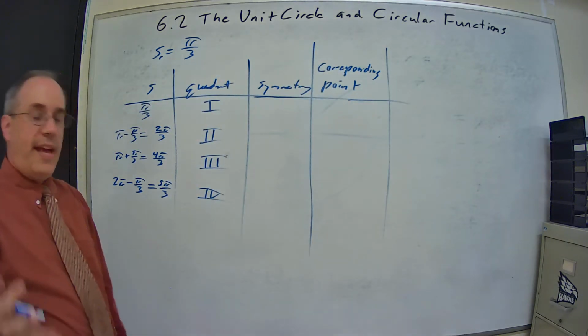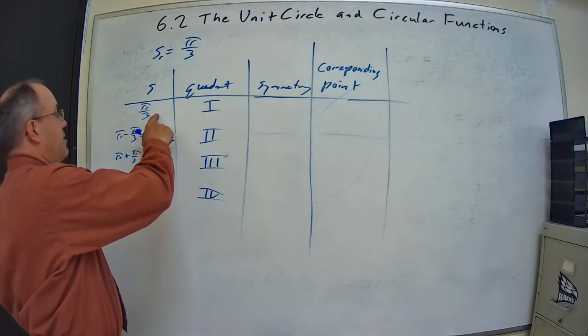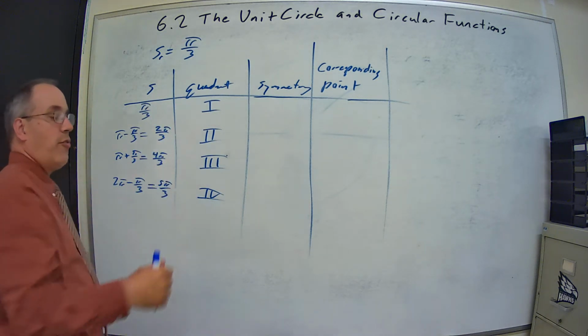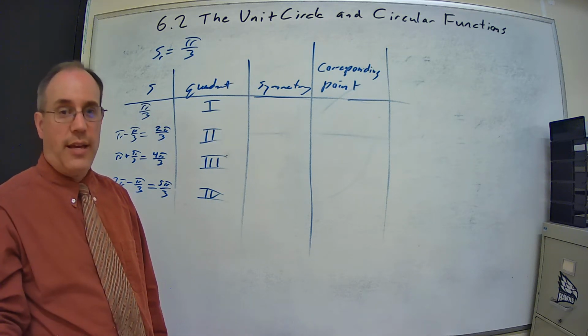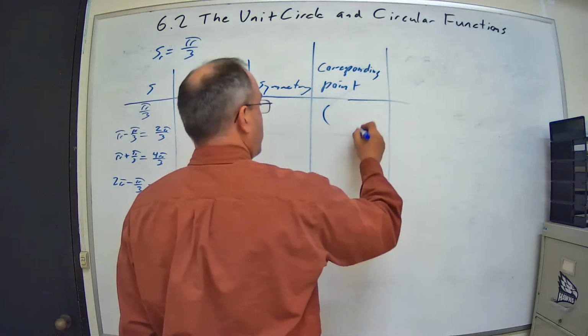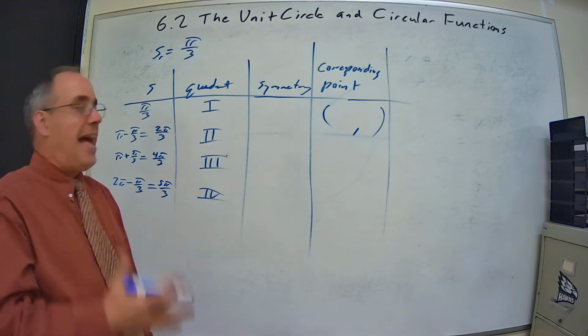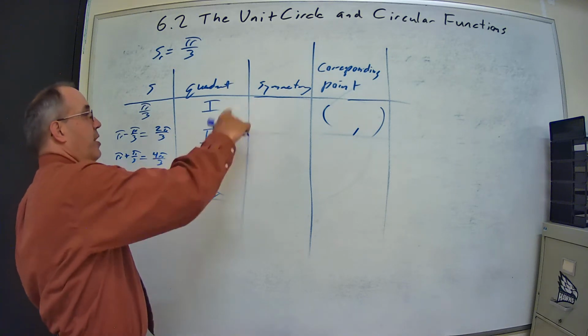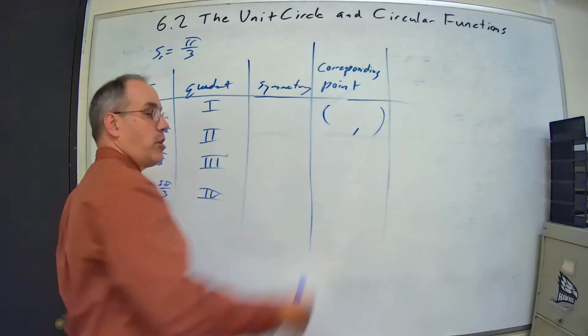Okay, so what that corresponding point is going to be is it's going to deal with pi over 3, what is cosine S and what is sine S. Right, so that's going to give us our corresponding point. So we're going to have that. Symmetry is how does that quadrant relate to that original corresponding point.